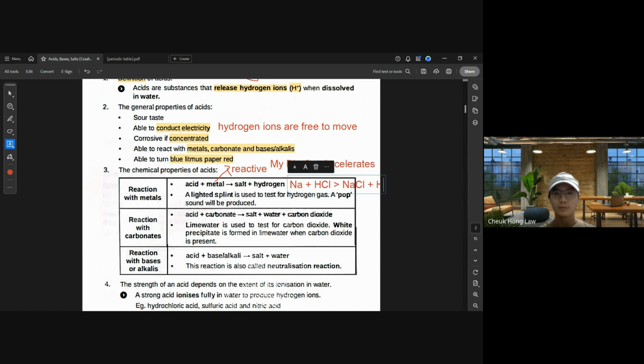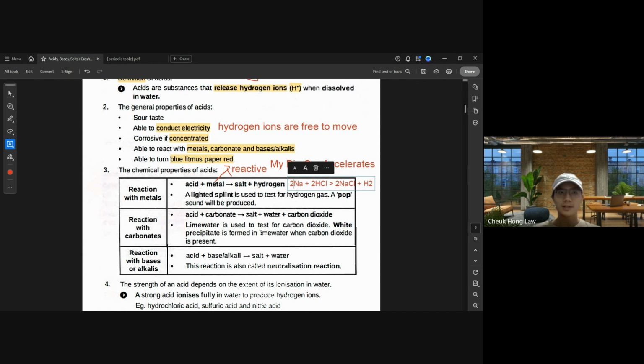So H2. So you have Na plus HCl will give you NaCl plus H2. Then you just have to balance the equation. Okay, it's balanced. So you don't have to remember acid plus metal gives you salt and hydrogen. Just by writing a formula like that, you automatically get a salt, and then what is left is hydrogen.